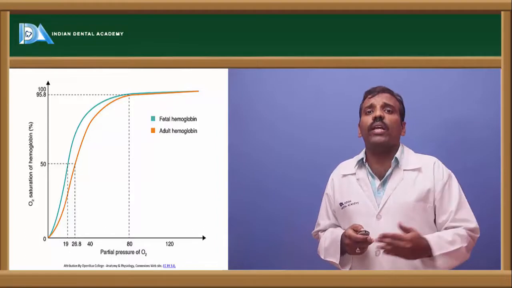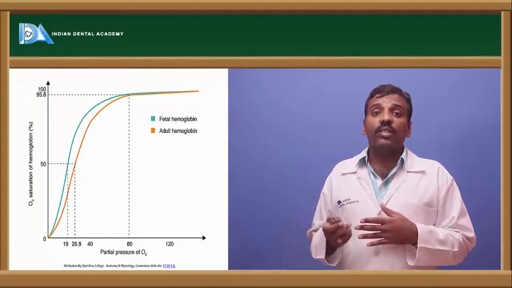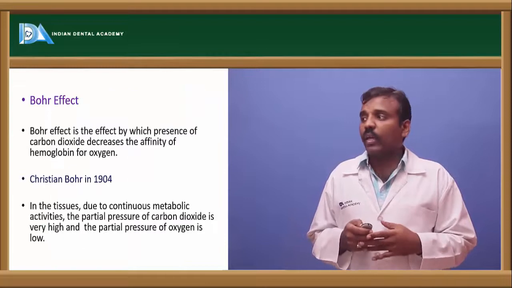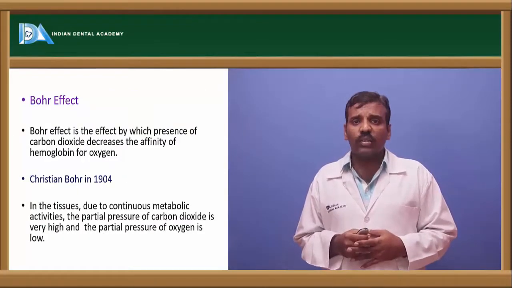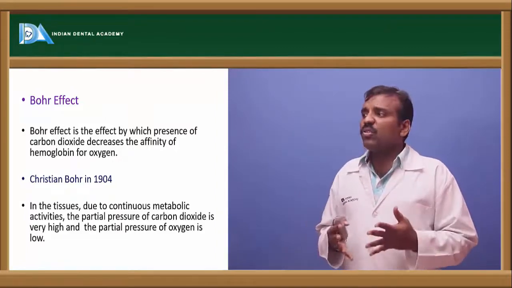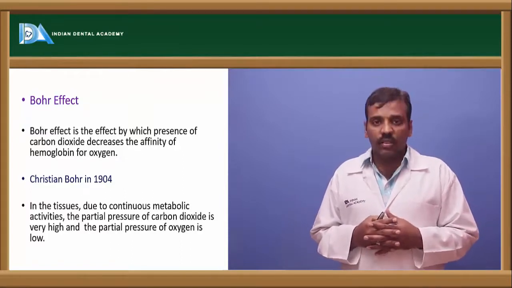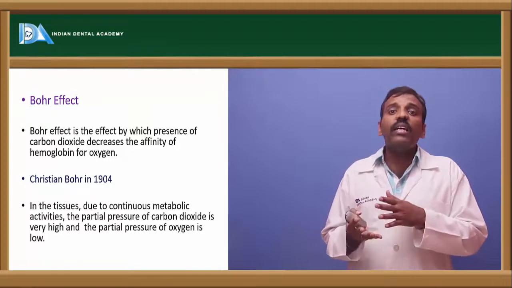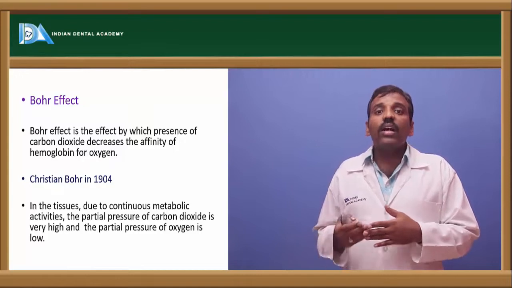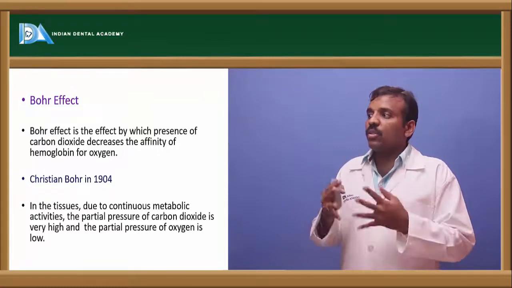The affinity for oxygen is more in the case of the fetal hemoglobin when compared with the adult hemoglobin. Okay, and next, the Bohr effect. What is the Bohr effect? The Bohr effect is the effect by which the presence of carbon dioxide decreases the affinity of the hemoglobin for oxygen. So the presence of carbon dioxide in the blood obviously decreases the affinity of oxygen combination. That is called the Bohr effect.